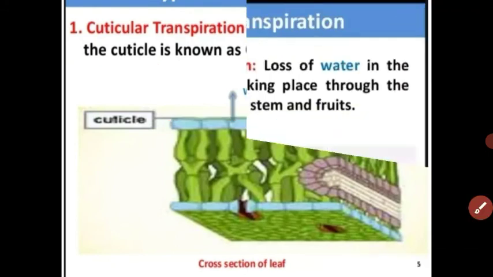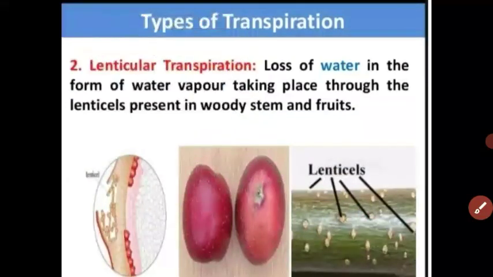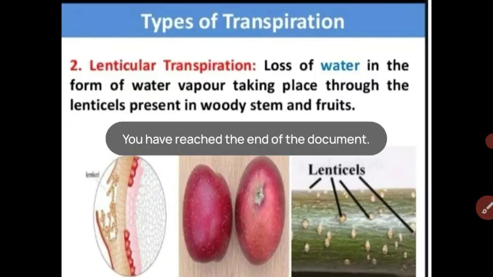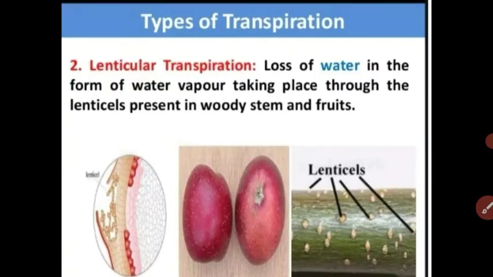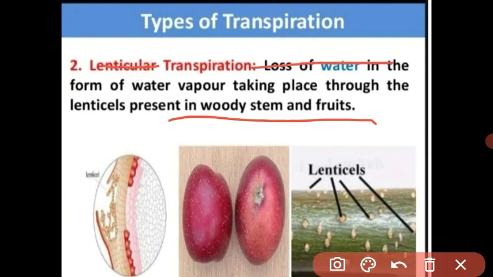Got it? And lenticular transpiration, I told you, the lenticel is a permanent opening present on the stem, and during the night time, when the stomata are closed, water is lost through the lenticel. This is called lenticular transpiration. Understood, student? What is the mechanism of stomatal transpiration? What is lenticular transpiration? What is cuticular transpiration?